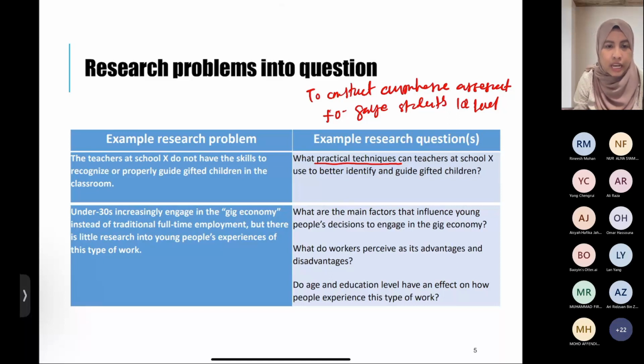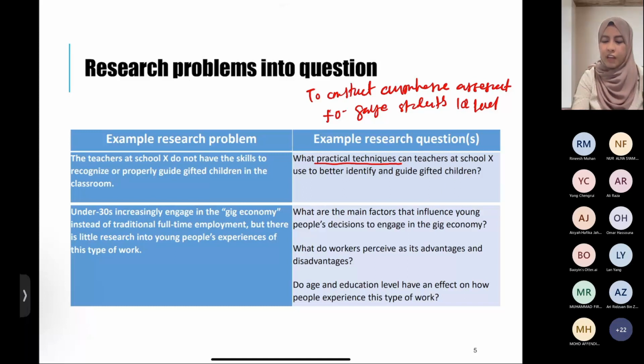Under 30s increasingly engage in the gig economy instead traditionally full-time employment. But there is little research into young people experience of this type of work. Okay, that's a problem. The question that you can formulate is, what are the main factors that influence these young people, the decision to involve in this gig economy? So what is the advantage and disadvantage of gig economy versus the traditional full-time employment? Do age and education level have an effect on how people experience this type of work?